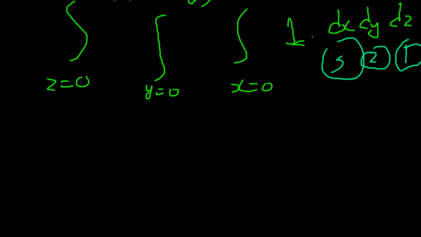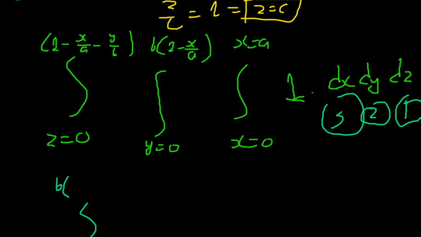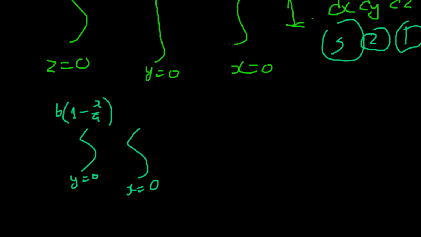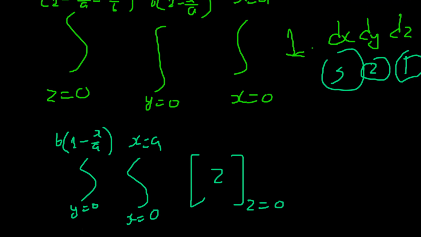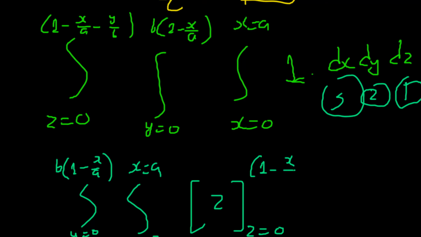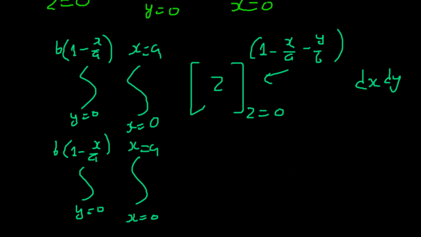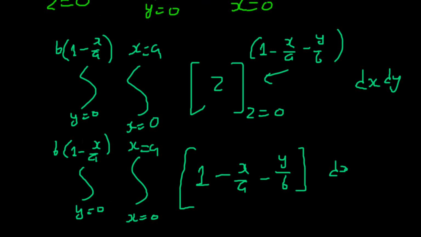So first integrating with z, we are going to get y from 0 to b(1 minus x by a), x from 0 to a, and z from 0 to our big value, dx dy. Now we are solving it step by step. Put the value here, put the value here. By putting the value, it will be (1 minus x by a minus y by b) dx dy.